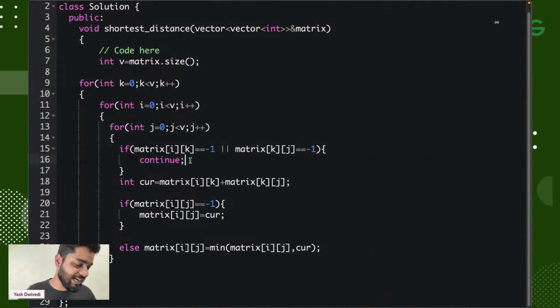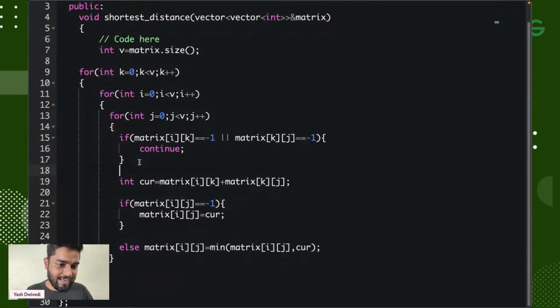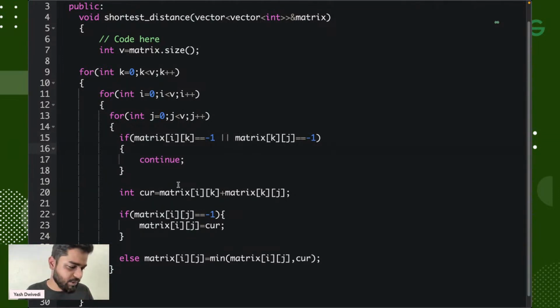Now you can write C in the chat. I'll continue. If ik is equal to minus one, kj is equal to minus one, then I'll simply continue. Right, I'll simply continue from there because I'll ignore it. I cannot go through that particular path. That is not possible now. So you can write C in the chat as an acknowledgement that if I cannot go through that path, then I'll simply continue from there.